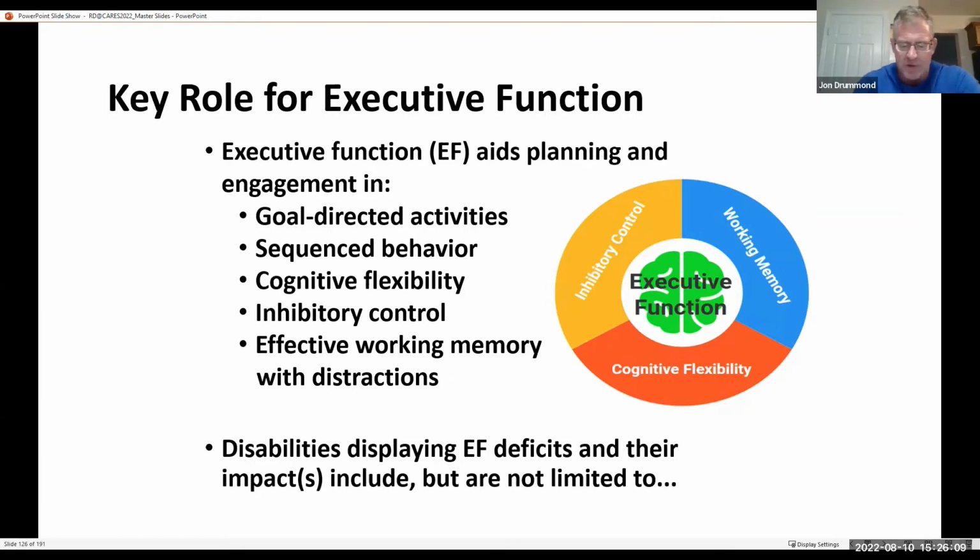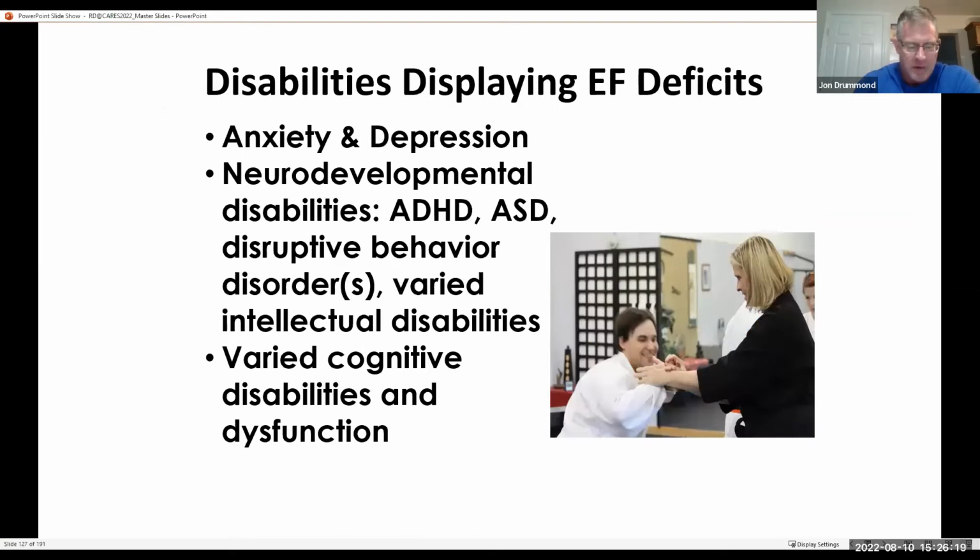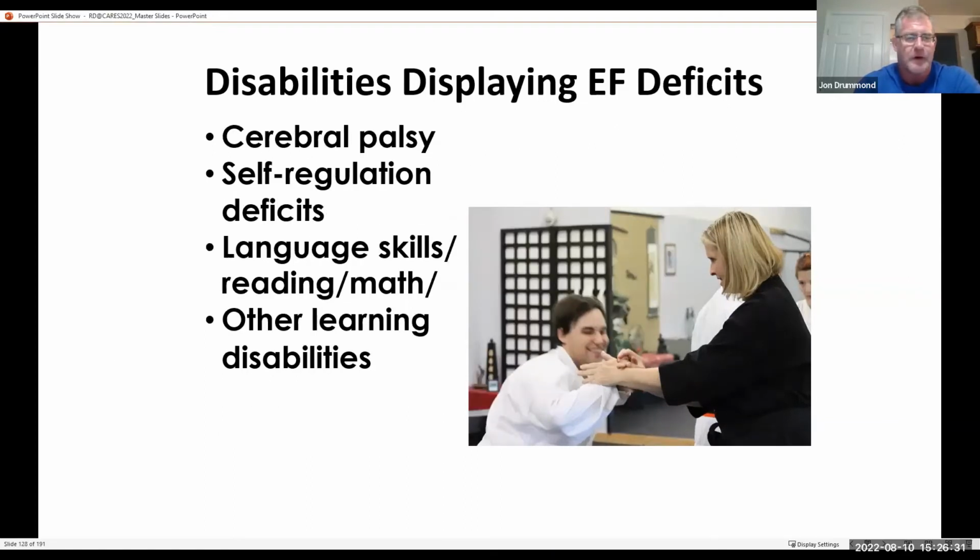Now, it turns out that disabilities displaying executive function deficits include many of the same things I previously noted that have been documented as being improved by participation in martial arts. So this gets interesting, doesn't it? Some other disabilities are listed here that display executive function deficits.